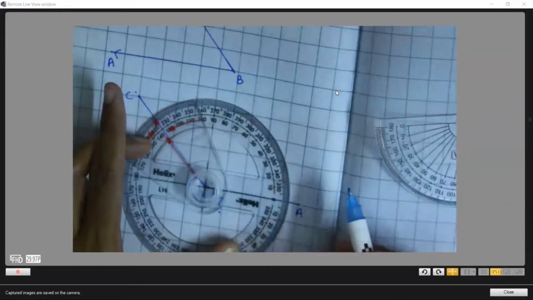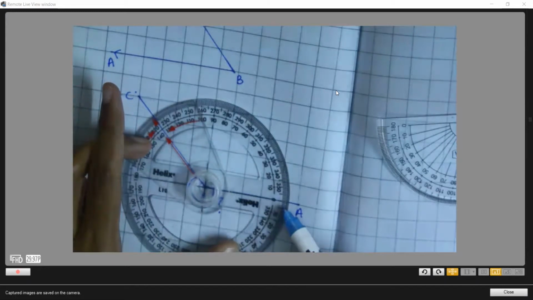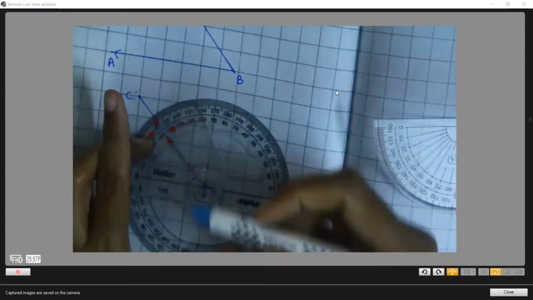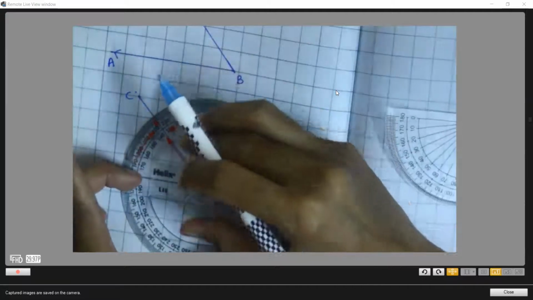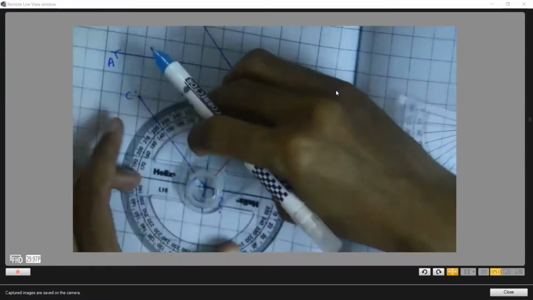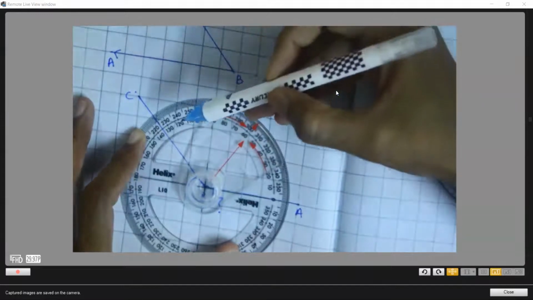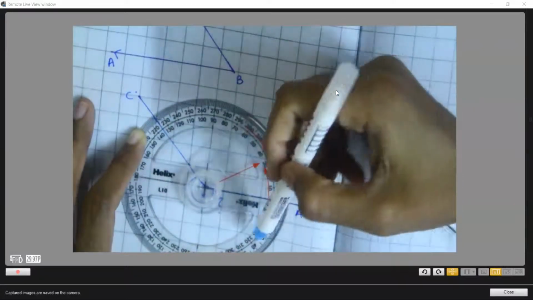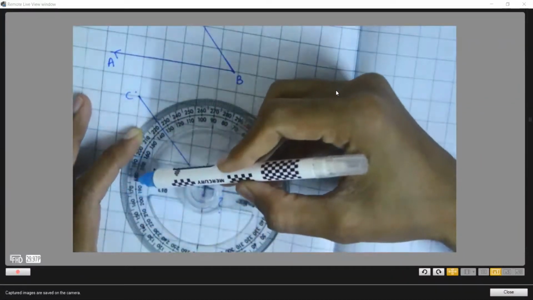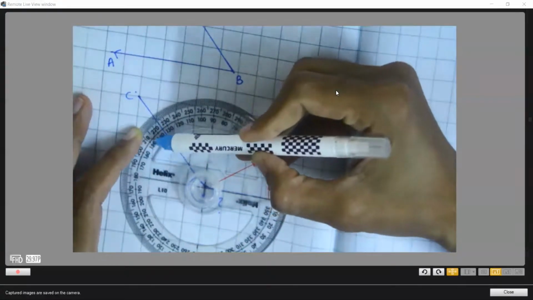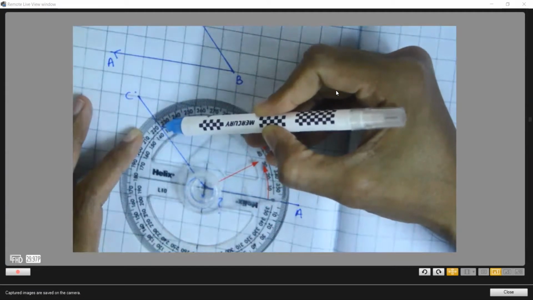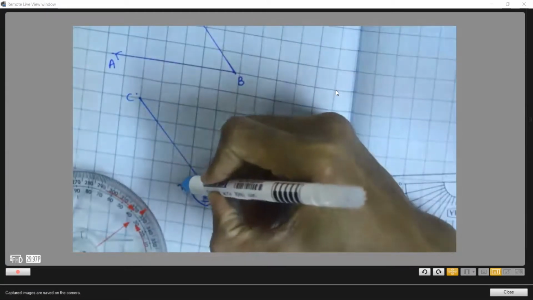Now, if this is my 0, then my counting should start from here. So I will use the outer scale, not this one, this one. 10, 20, 30, 40, 50, 60, 70, 80, 190, 200, 210, 220, 225. So this should be 225.